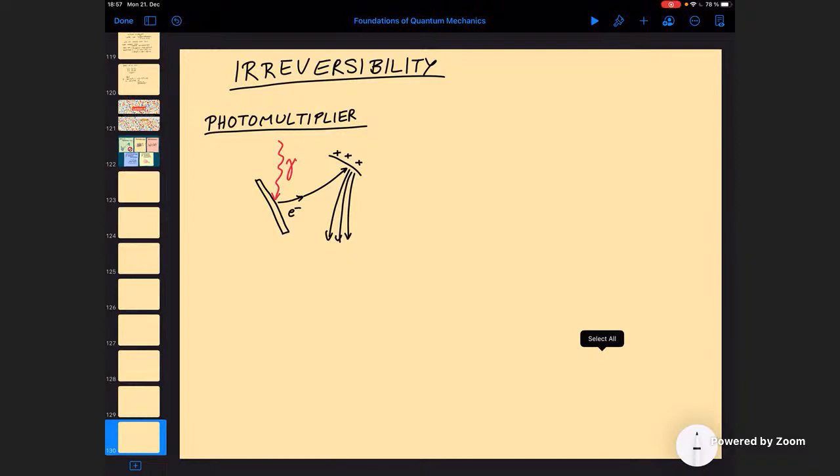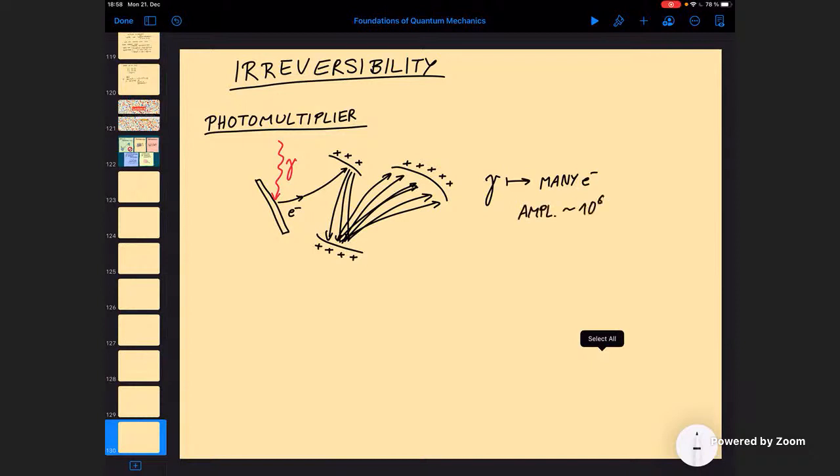Suddenly you have many more electrons and you can repeat this process. You can have another positively charged plate. You can have another crazy avalanche of even more electrons. I cannot even draw so many. So you can stack this process in a cascade. And so what you can make sure is that a single photon triggers an avalanche of electrons, many, many electrons. And so the amplification of the signal could be, for example, a million or so, just to give a number. And there's many other detectors that work in a similar manner.